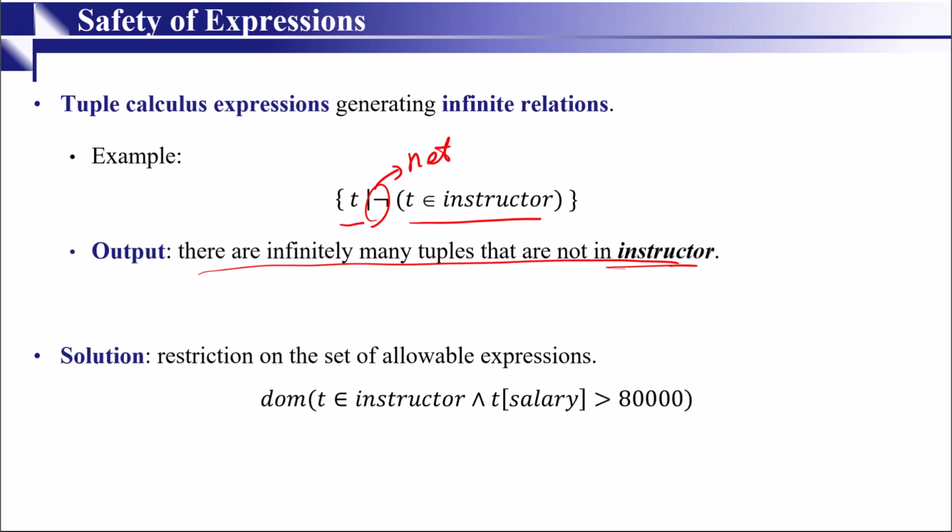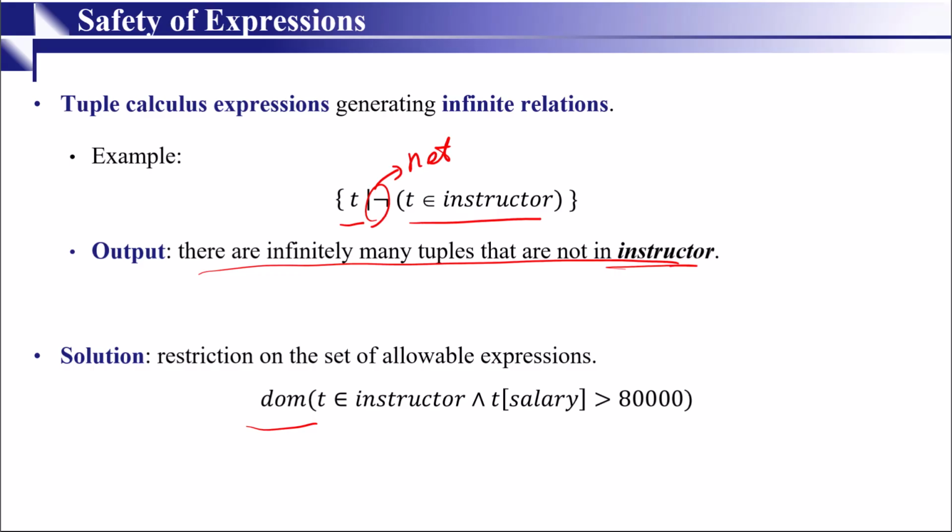So why does this problem happen? Relational databases assume finite relations, tables with a finite number of rows. But when we say not T in instructor, this violates that assumption, making the query unsafe, or you can say impossible to compute in infinite time. To prevent infinite results, we restrict the domain. We restrict the domain of variables to active domain values, values that actually appear in the database or query.